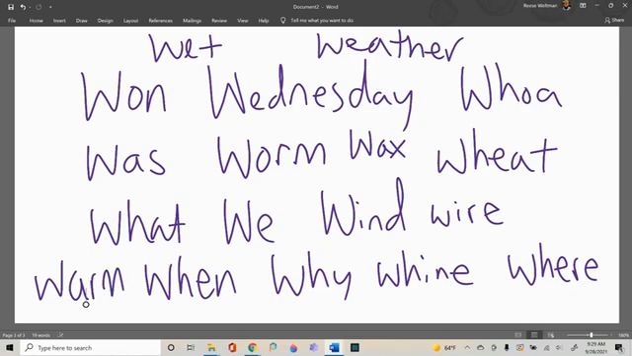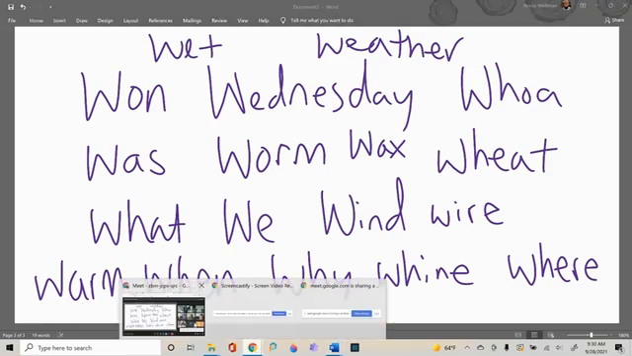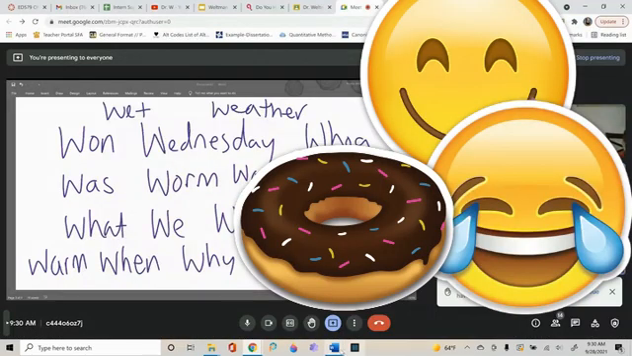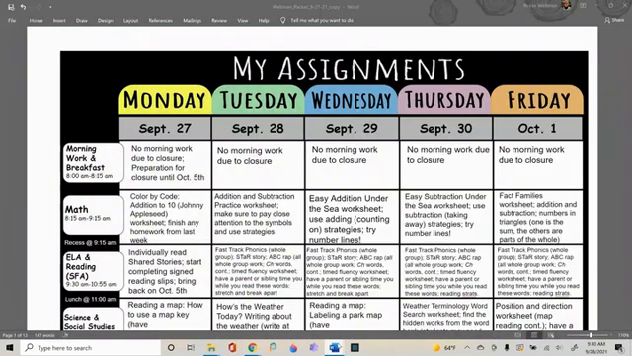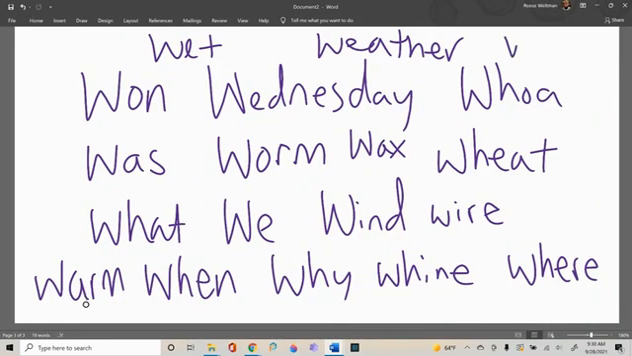Good job, guys. The weather was wet on Wednesday when we won the game with the worms and the wind. I got one. Wood. Yes, wood. That is one. Good.